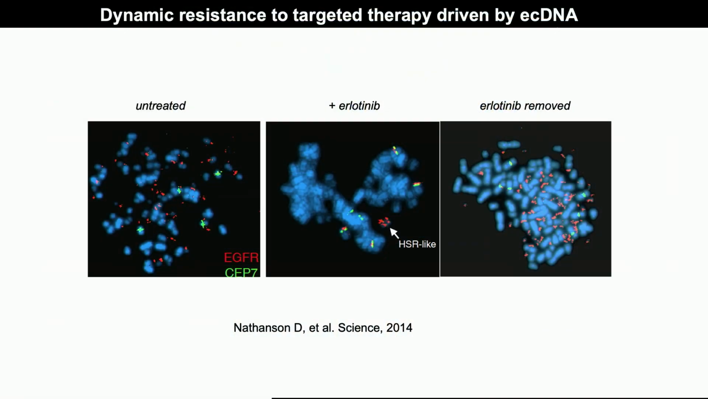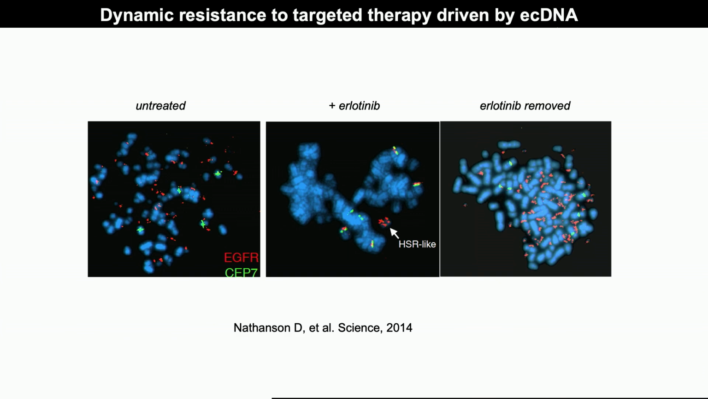This is from a patient's glioblastoma tumor. The blue are the chromosomes stained with DAPI, and the red is the oncogene. First of all, notice how many copies there are of this EGF receptor oncogene, and then notice that none of it is on the chromosomes. And then you treat with an EGF receptor inhibitor, and the DNA disappears, and then you remove the drug, and it reappears, all in this extrachromosomal DNA.